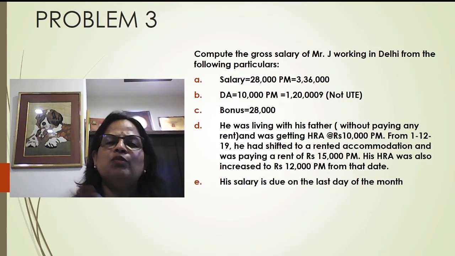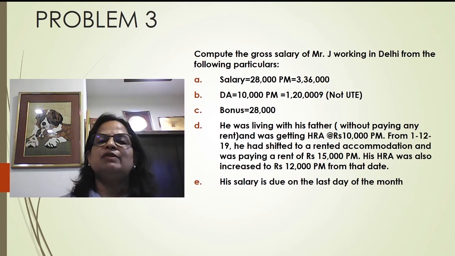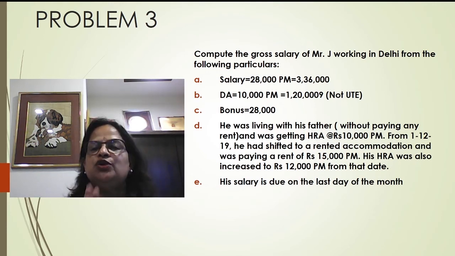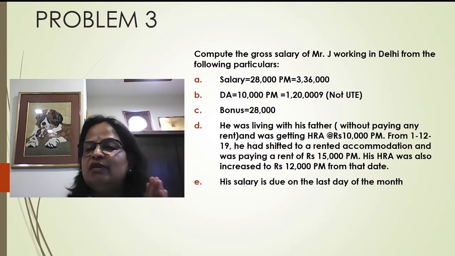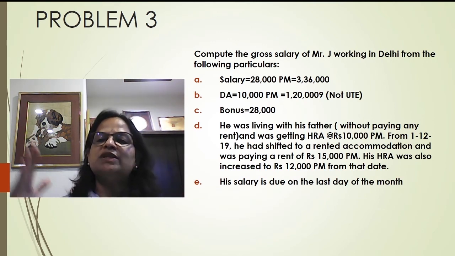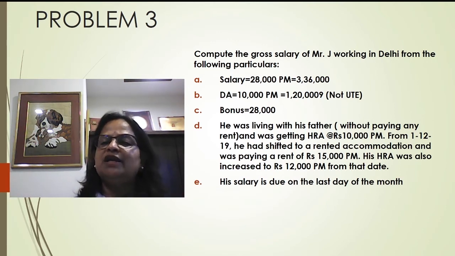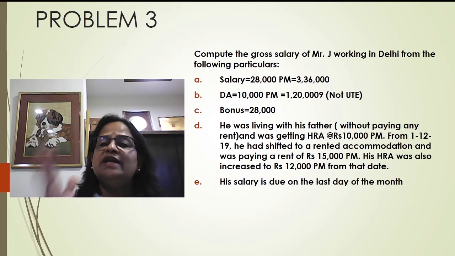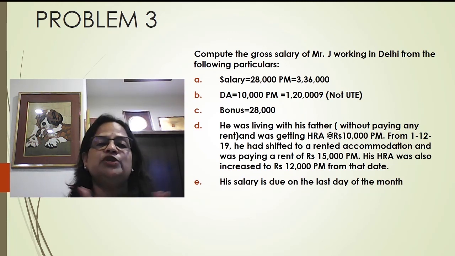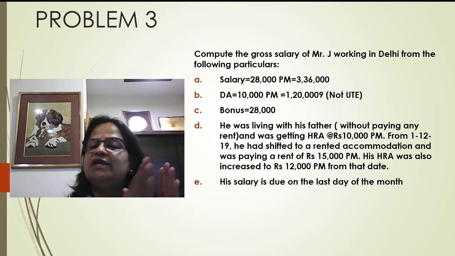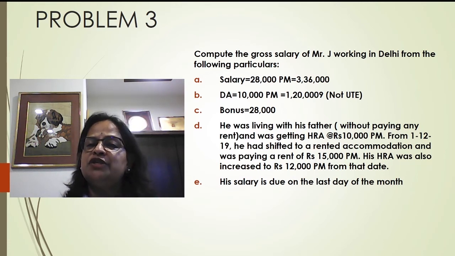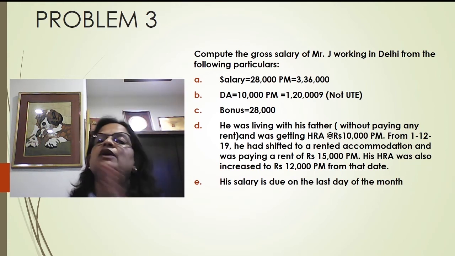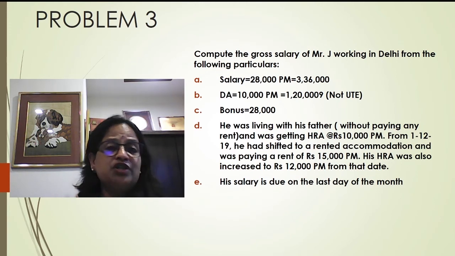Now we are going to one more problem. Compute the gross salary of Mr. J working in Delhi from the following particulars. This problem I told you, 8 months he was living with his parents. So he is not paying rent. HRA will be fully taxable. Remaining 4 months he is shifting into a rented accommodation. There he will get partial exemption. So this adjustment you have to remember carefully in the question. When you get a question, you have to see whether he is staying in his own house or whether he is paying rent. That is the most important criteria to distinguish whether HRA is taxable or he is eligible to get partial exemption.